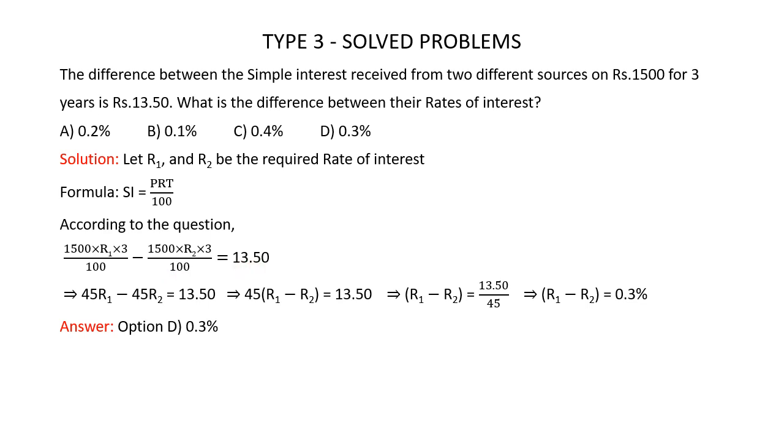Now on solving this equation, we get R1 minus R2 is equal to 0.3%. So the difference between the rates of interest is 0.3%. The correct answer is option D, 0.3%.